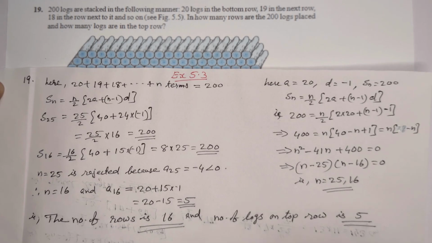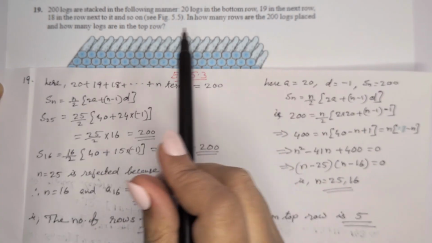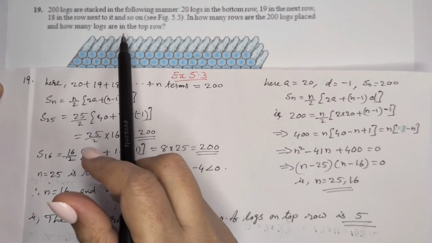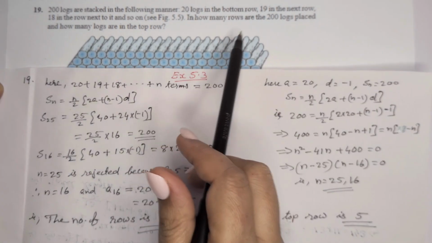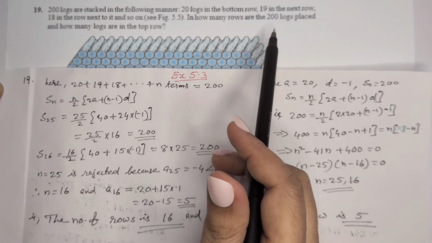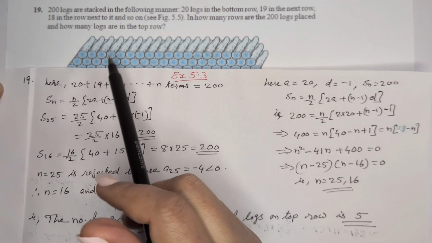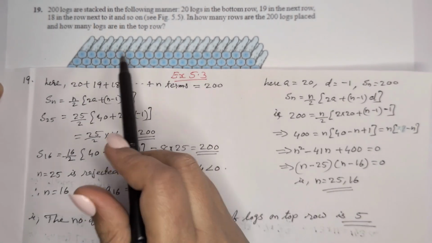Question number 19. 200 logs are stacked in the following manner: 20 logs in the bottom row, 19 on the next row, 18 on the next row, and so on. How many rows are there, and how many logs are in the top row?